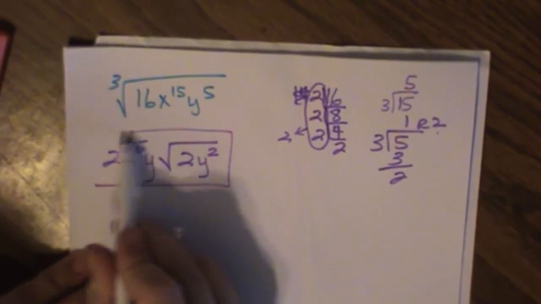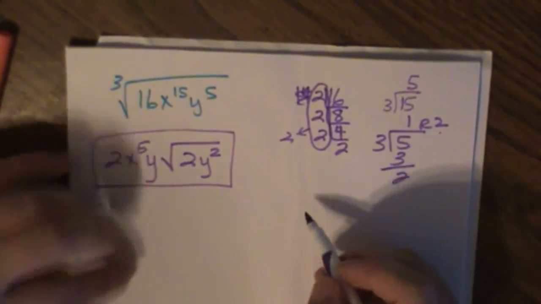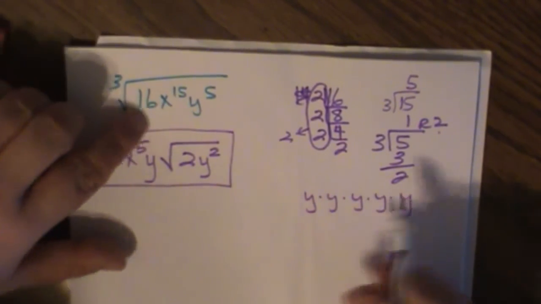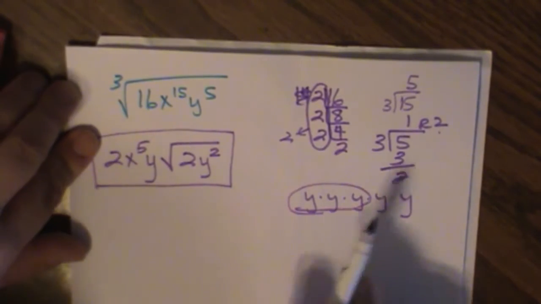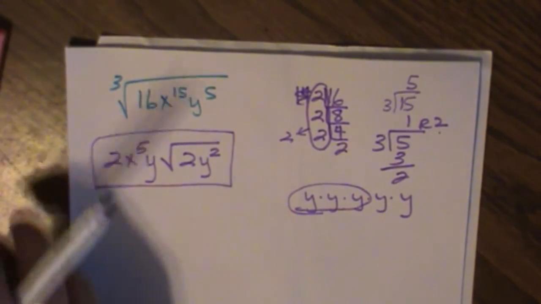And that would be our answer for this one. Again, if you wanted to find these out, you could write the 5 y's. And you can say, okay, I've got 3. 1 comes out, 2 stay in. Answers are the same.